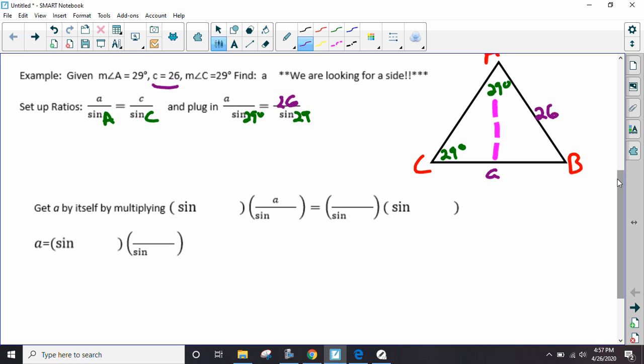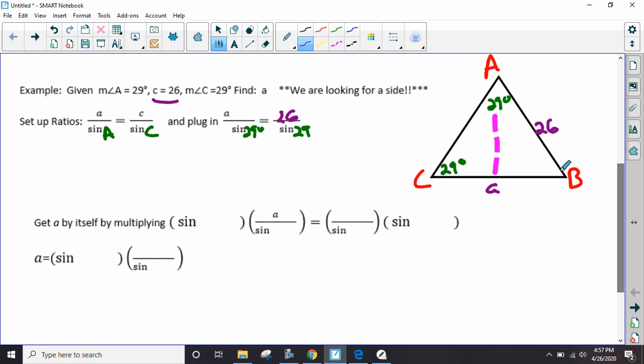Now, some people have to see this step where you're actually taking everything and multiplying it. I'm going to put this right here: sine 29, and it's going to be 26. What they're doing is multiplying both sides so that this over here will cancel, leaving me with a by itself. Honestly, nine times out of ten this is what I do: I take whatever the bottom is here and multiply it by this over here.